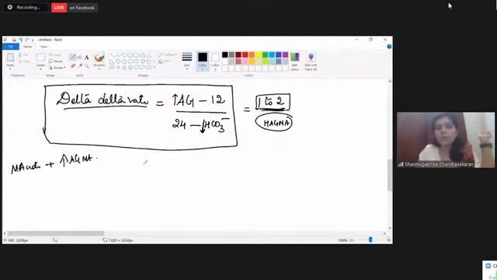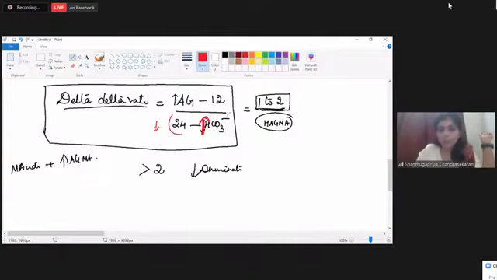Okay. Now, what if the delta-delta ratio is more than 2? If it's more than 2, it means the denominator is less. Right? So when will the denominator be less? The denominator will be less when the bicarbonate value is high. Do you understand this?